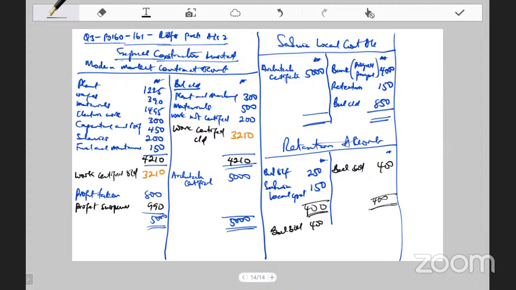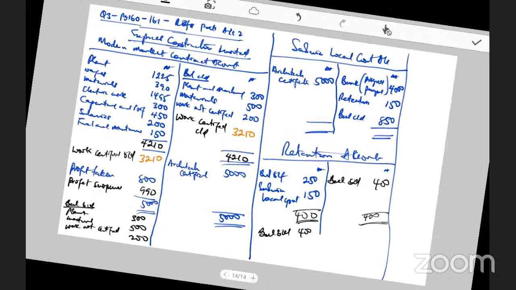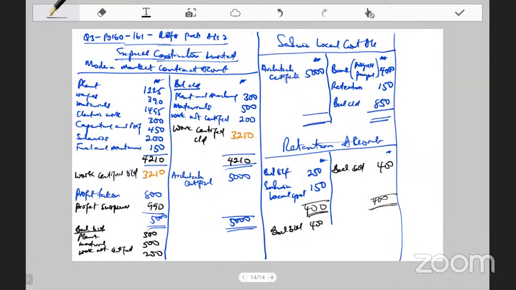So that is all. Now we bring down all our balances. What were all those items that we have not used? Plant, that is 300. We also have materials, 500. Then what else do I have? Work not certified, 200. And that is the end of this question. That is question 3 done.